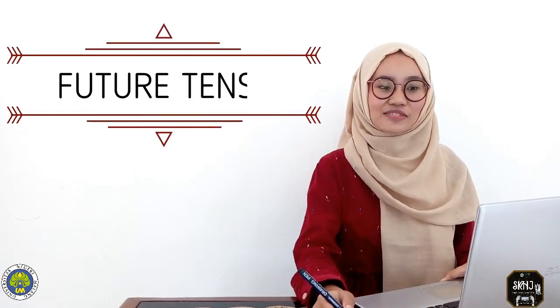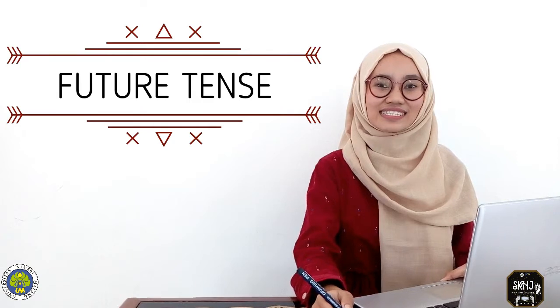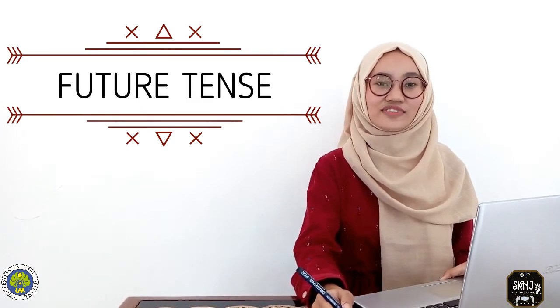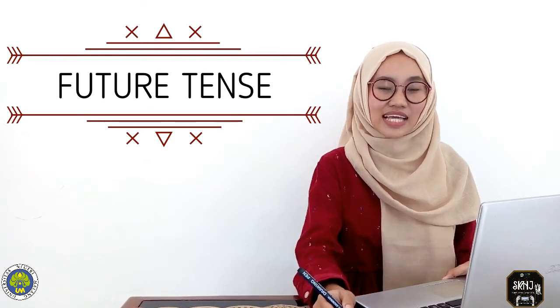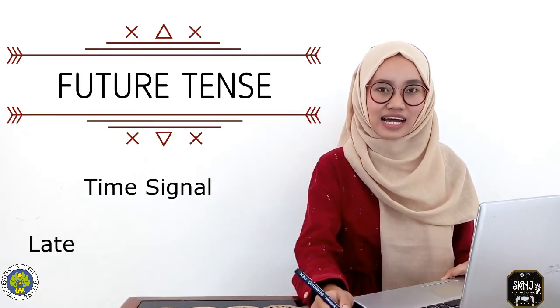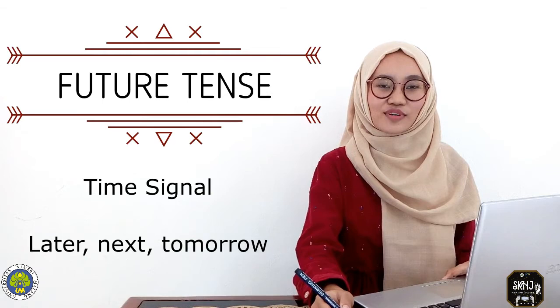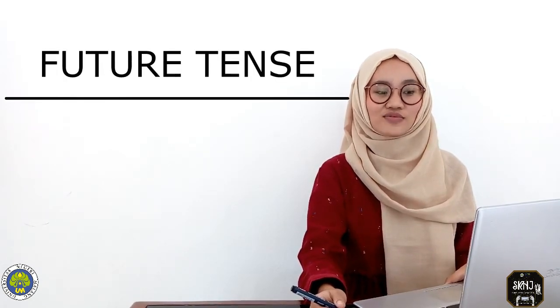Future tense is the last basic skill we are going to discuss today. The function of future tense is to express our plan in the future. The time signals of future tense are later, tomorrow, and next. There are two patterns in making sentences in future tense. The first is by using will.